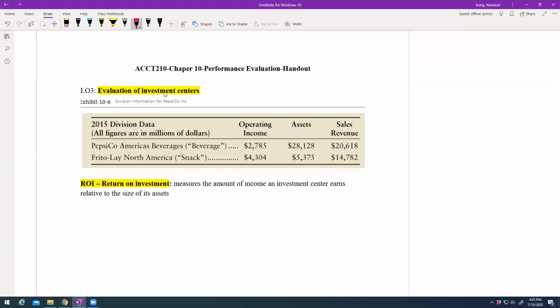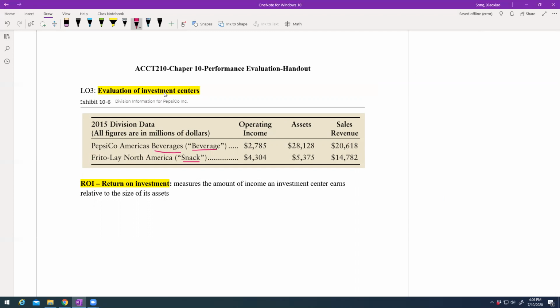We said we can compare their performance based on their budget, but we can also compare each investment center with their peers. So use your textbook example. We look at these two investment centers. One is the beverage center, and one is the Frito-Lay snack center. And then we want to say which center is doing better than the other one. We have the operating income, the assets, and the sales revenue.